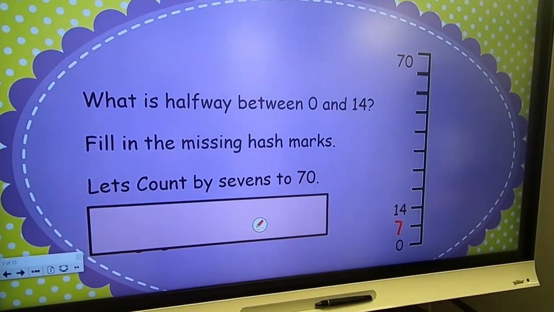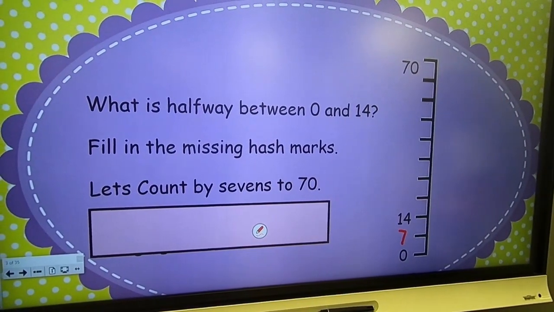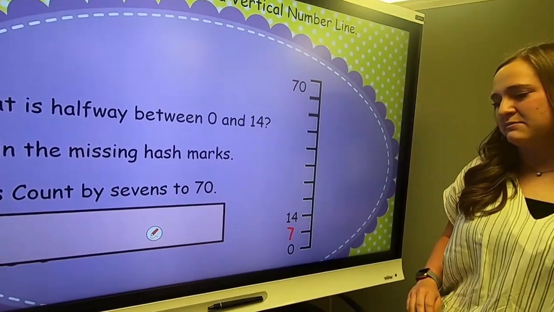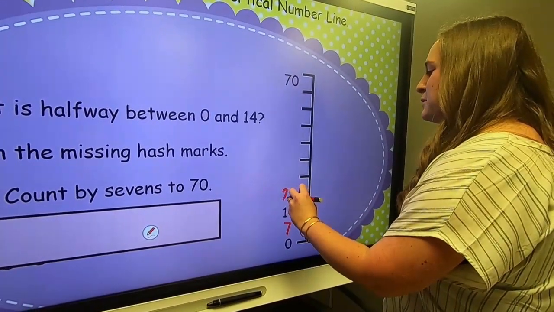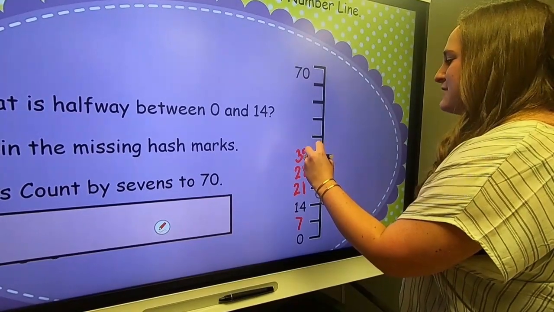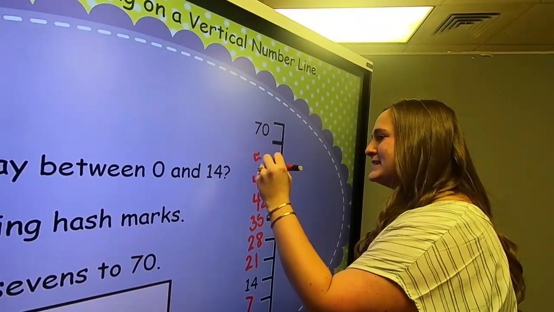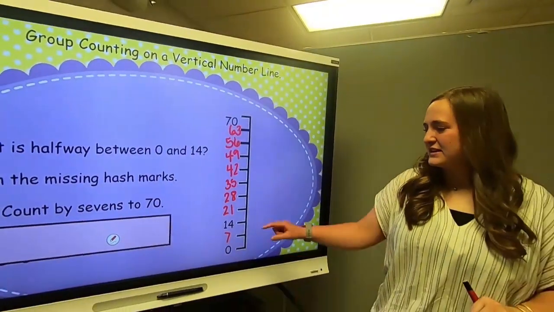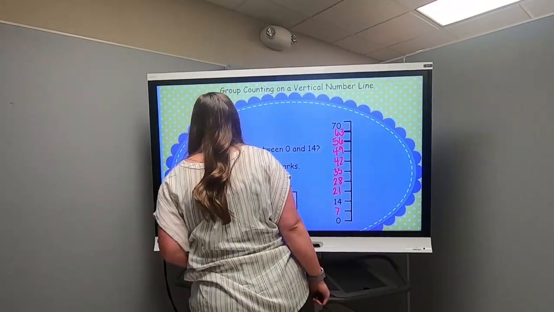So if we know that it's 0 to 7, then we're going to skip count by 7s. And we're going to fill in our missing hash marks. So let's count by 7s to 70. Make sure you're counting with me. 0, 7, 14, 21, 28, 35, 42, 49, 56, 63, 70. All right, so that's our skip counting by 7s to 70. So let's move on to a different part of our fluency.